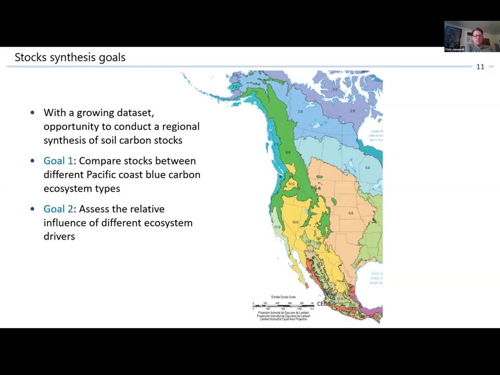And then our second goal was to really look at the relative influence of different ecosystem drivers, so things like elevation and salinity and plant community. Do these have a predictive capability when we're looking at carbon stocks on this broad geographic scale?